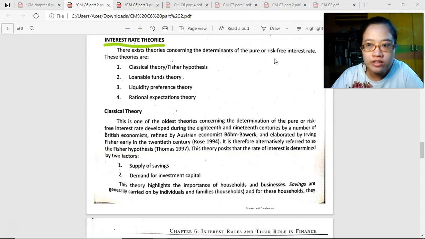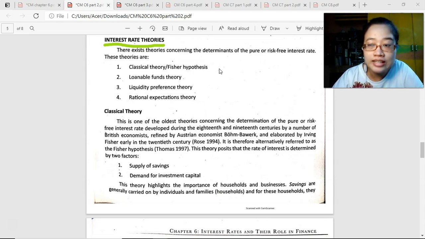Okay, so the subject is still capital market, and the topic for this video is still interest rates and their role in finance. This is already the third out of five videos on this topic. So, interest rate theories: we'll go over the different types of theories concerning interest rates, specifically the determinants of the pure or risk-free interest rate.